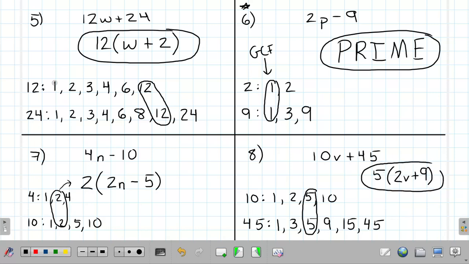And once again, with every single one of these questions, you can double check yourself by going back through and saying, okay, 2 times 2n gives me the 4n, minus 2 times 5 gives me 10. 5 times 2v gives me the 10v, plus 5 times 9 gives me the 45.